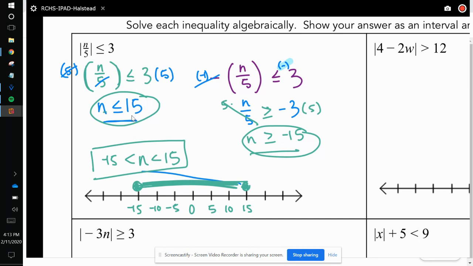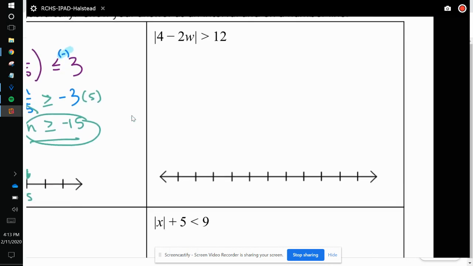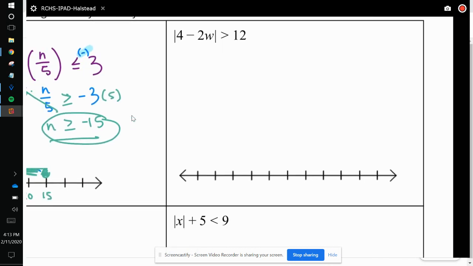Okay. All right. Up next, is the absolute value by itself on one side? Yes. So take the inside: 4 minus 2w in parentheses is greater than 12. And then my second equation is 4 minus 2w is greater than 12 again, but we make the inside stuff negative. So I'm going to go ahead and solve. I'm going to subtract 4 from both sides. Get negative 2w is greater than 8.